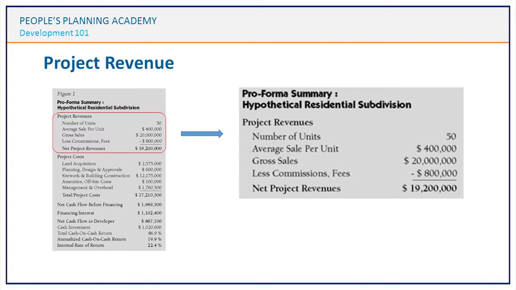So the first section of the pro forma, and don't worry, we're not going to get too bogged down, but I do want to give you an overview of what this looks like, is project revenues. You have things like the number of units, the average sale per unit, and commissions, what the agents make selling it. All these calculations are pretty straightforward, nothing too fancy.